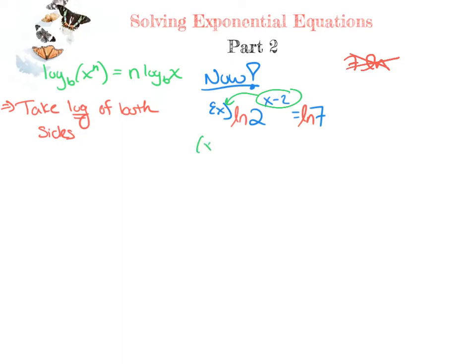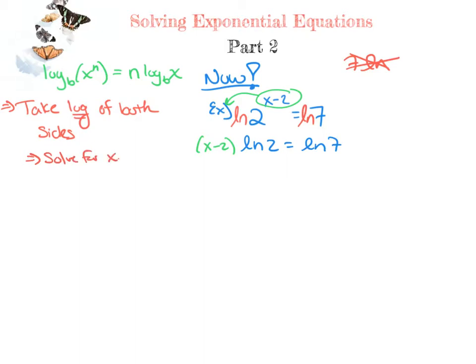Since I have subtraction there, I'm going to write quantity x minus 2 times ln of 2 equals ln of 7. So again, what I did: take the logarithm of both sides. It doesn't matter which base you pick. Move your exponent down in front, because now that you have a logarithm, you can use this rule. And then the second thing that we're going to do is solve for x.